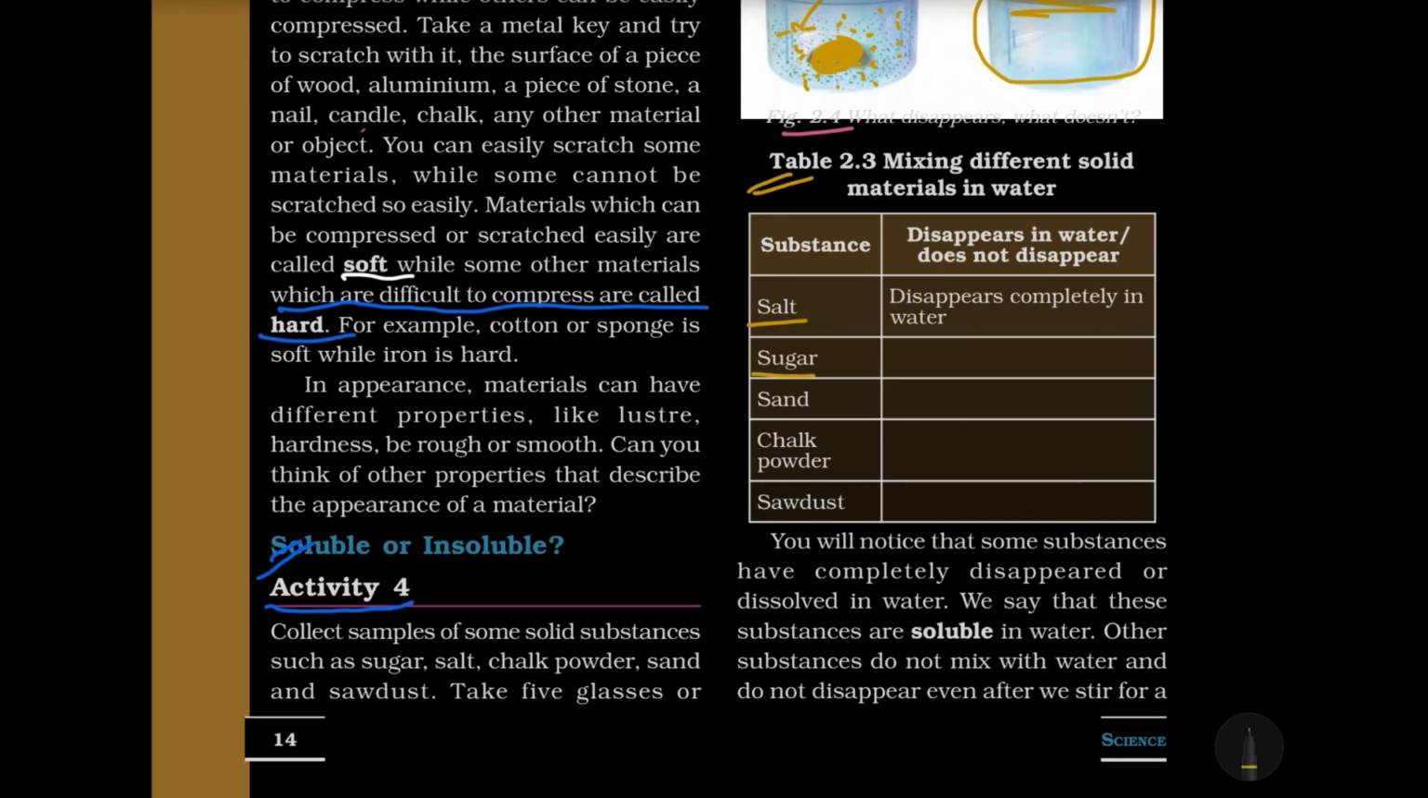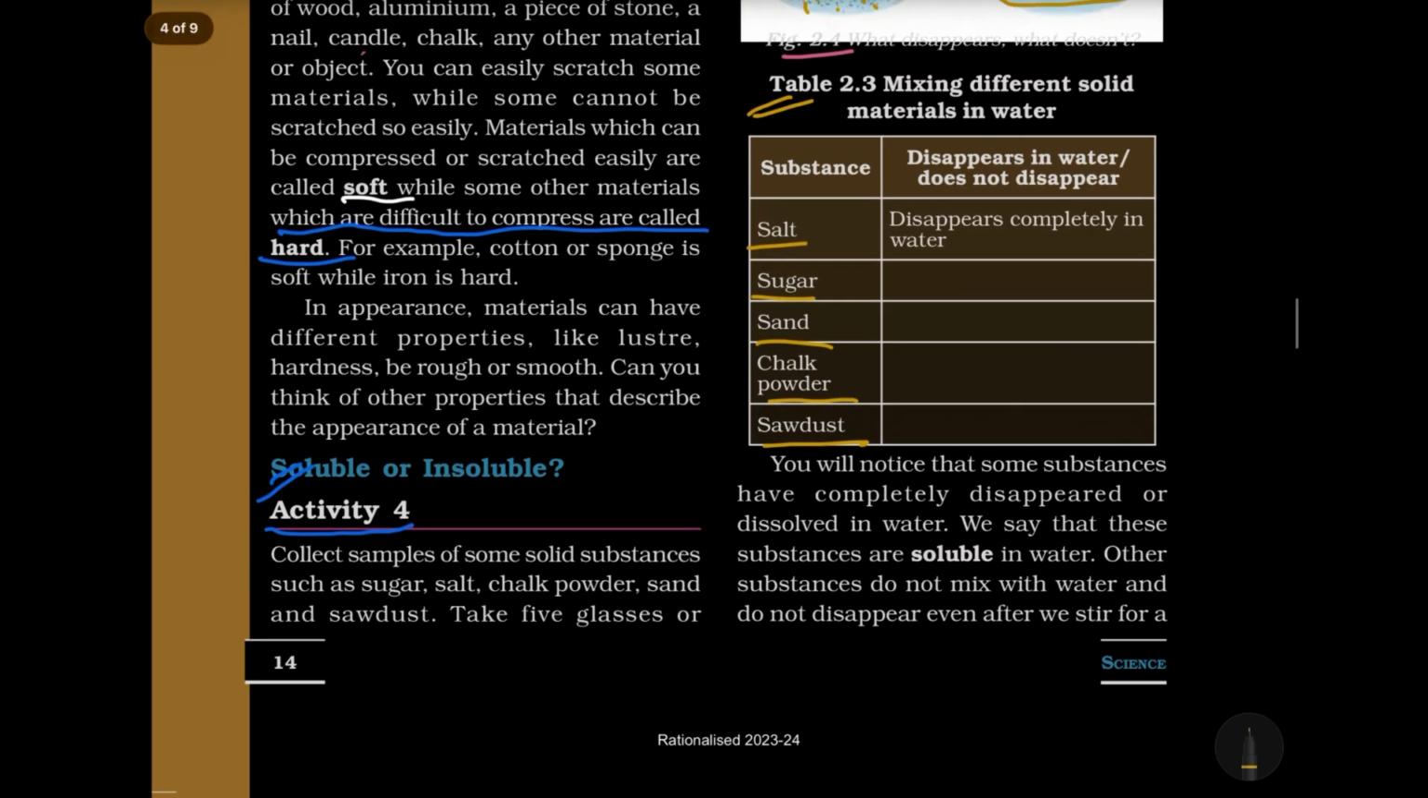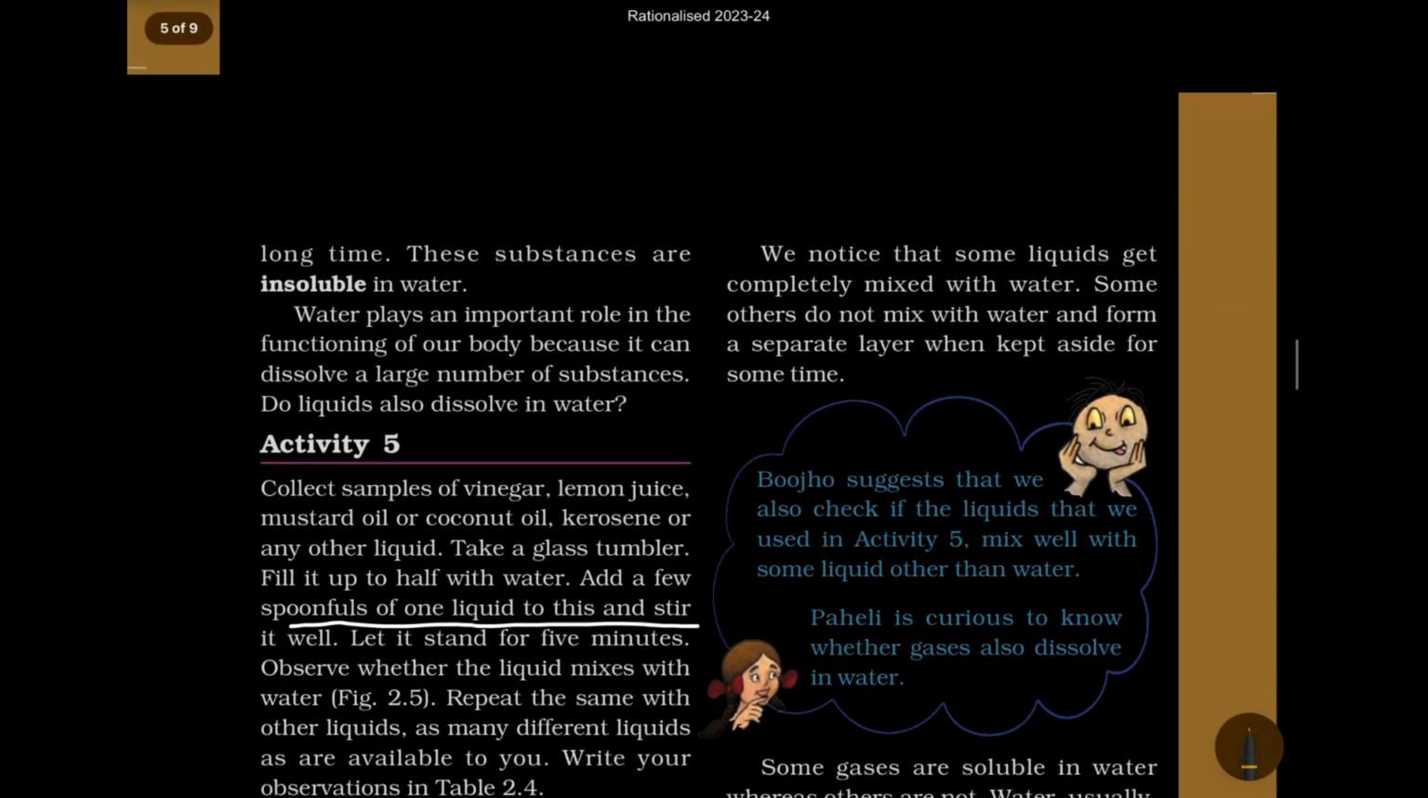We have salt, sugar, sand, chalk powder, sawdust. We have to take all these substances and dissolve them in water. Let us give the result in this table, whether it disappears or appears in water. Okay. And after this, activity 5.